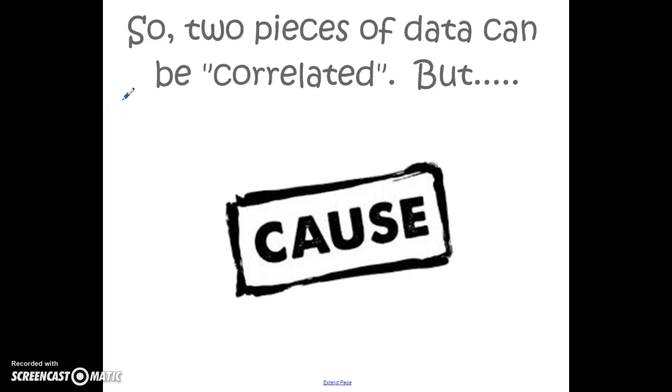So then if you look at your other page of notes, the little half sheet, two pieces of data can be correlated. Correlated means related. So where you have a place underneath correlated, there's a line, I want you to write related.